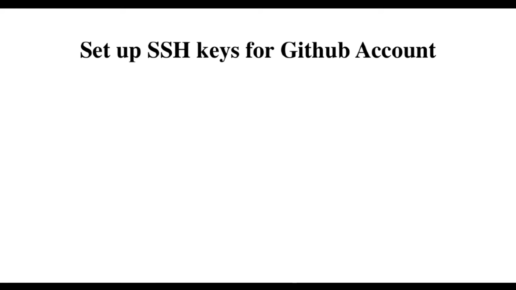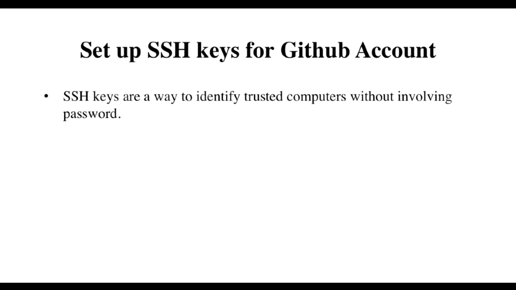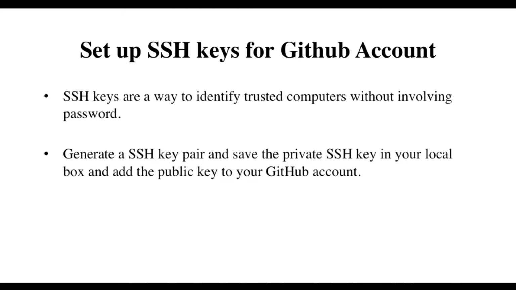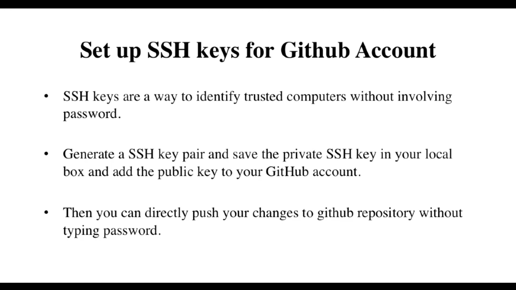In the rest of this lecture, I'll demonstrate how to set up the SSH key for your GitHub account so that we can push changes from your local box to the central GitHub repository more easily. SSH keys are a way to identify trusted computers without involving passwords. You can generate a SSH key pair and save the private SSH key in your local box and add the public key to your GitHub account. Then you can directly push your changes to GitHub repository without typing password.